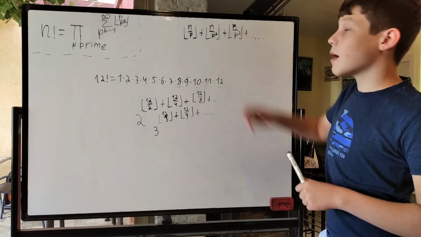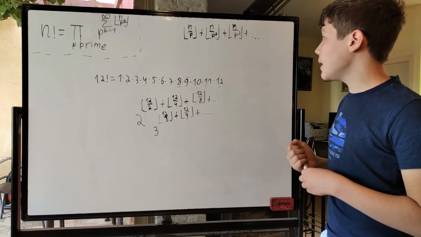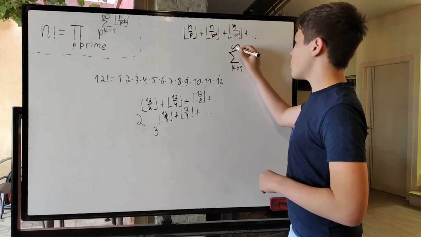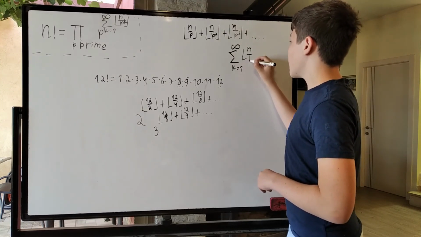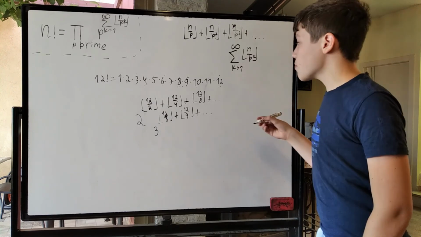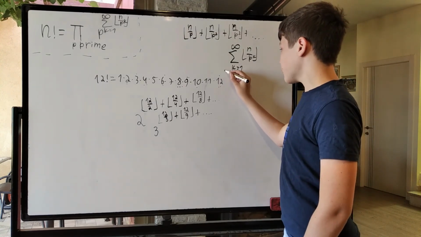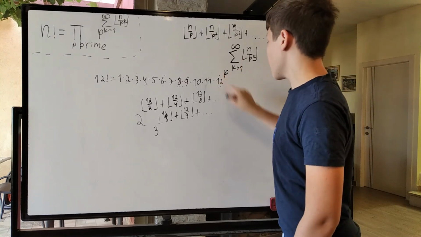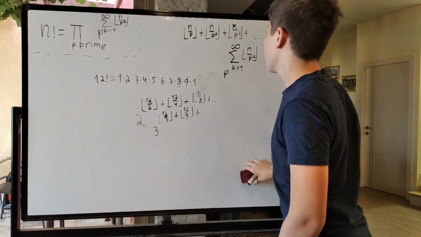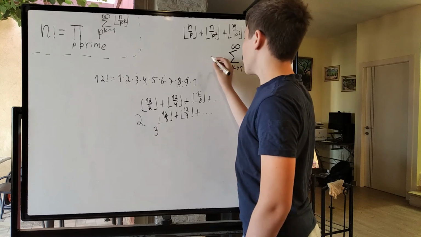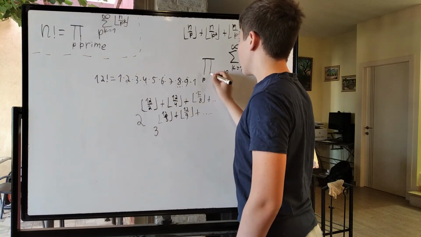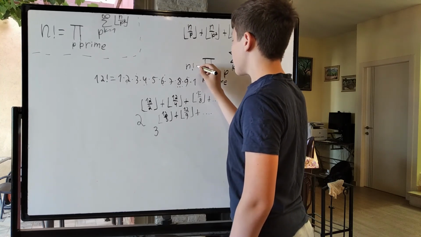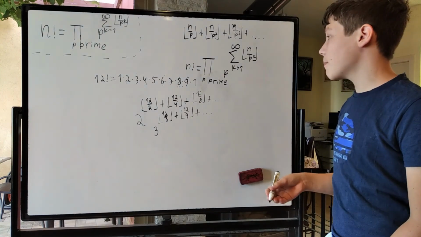So generally, this is the power for each prime number p, which we can write like this. Sum as k goes from 1 to infinity of the floor of n divided by p to the k. For each prime number, this is the power, meaning that we need to take the product of this for all primes. And this is the prime factorization for n factorial.